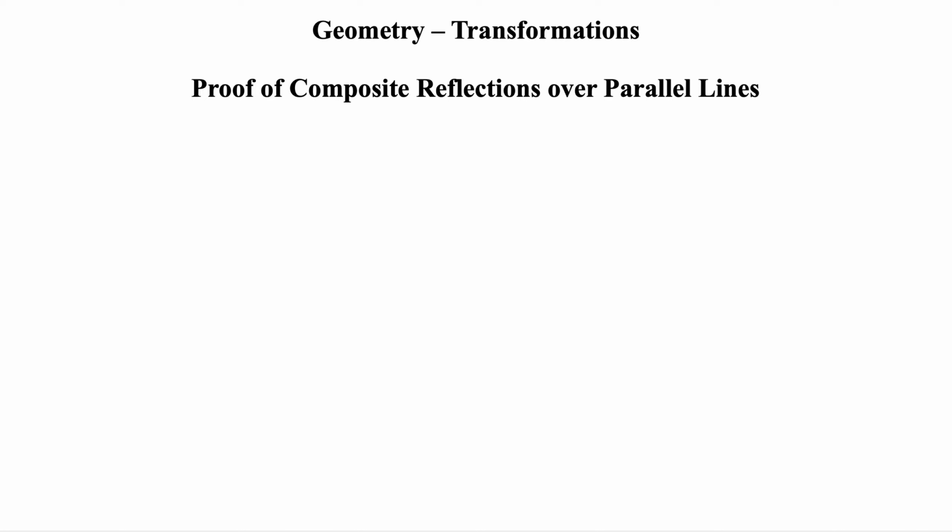Hello and welcome to proof of composite reflections over parallel lines. Please bear in mind that what we're doing here is proving, for the most general case, that when you reflect over parallel lines, that is, when you do a composite reflection over first one line, followed by a reflection over another line, on some point A, that is equivalent to a translation of 2 times the distance on point A in the direction of the line of reflection. So that's something key to remember.